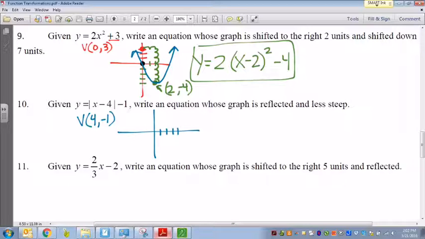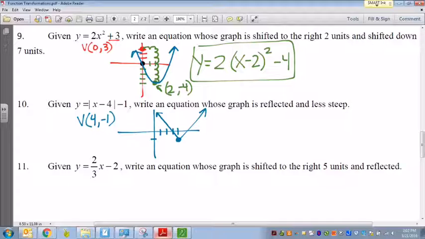1, 2, 3, 4, negative 1. Okay? And then it would look something like this. Again, very similar to a parabola, but it goes very straight. It doesn't have that kind of curve that a parabola does. Okay, so that is how absolute value works.